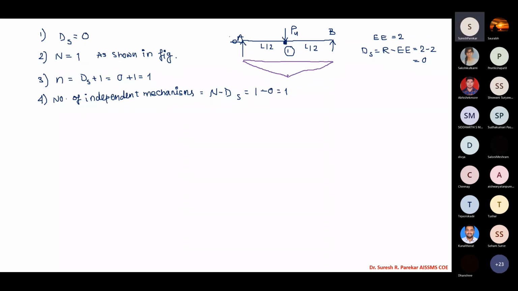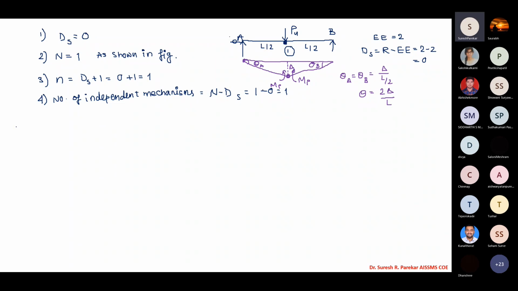We have hinge over here. So here we have MP. Here we have MP. We have here no hinge. So here we have angle theta A. Here we have angle theta B. This is delta. So we have theta A equal to theta B equal to delta upon L by 2, which is equal to 2 delta by L.